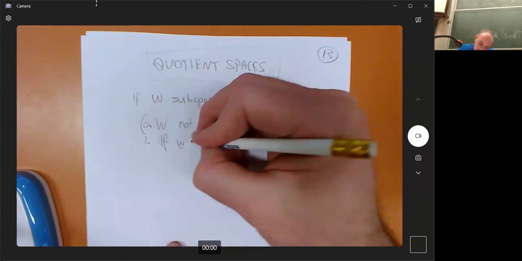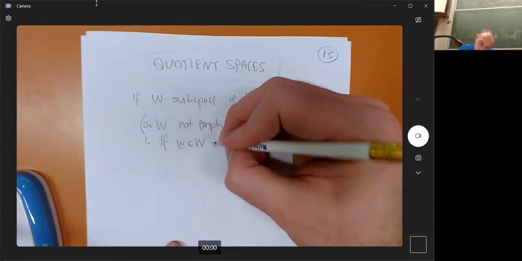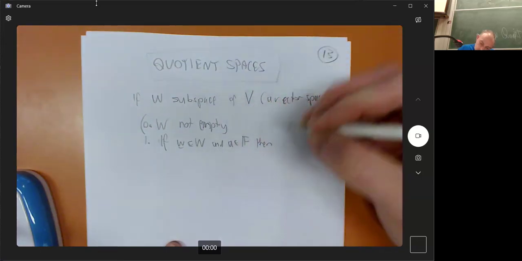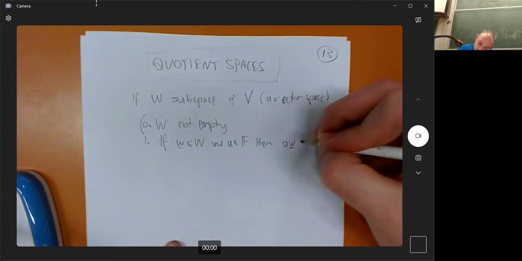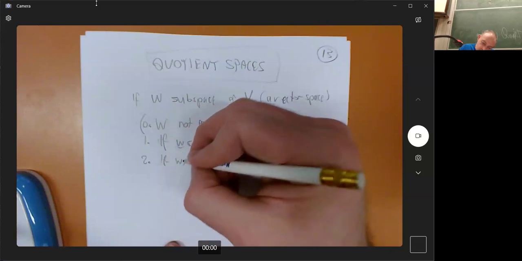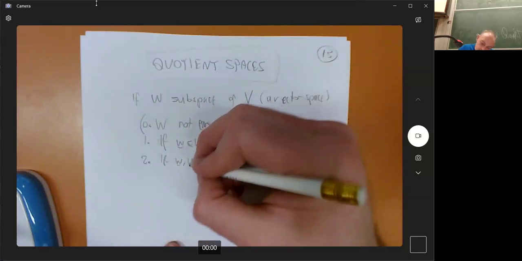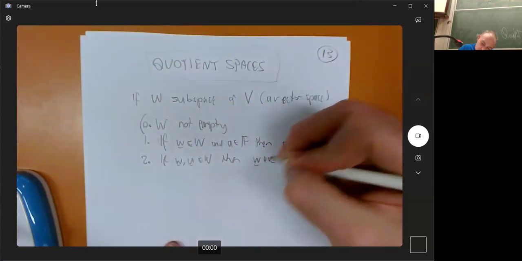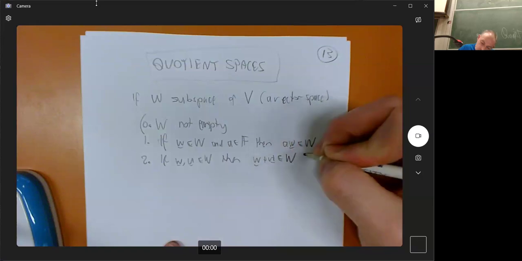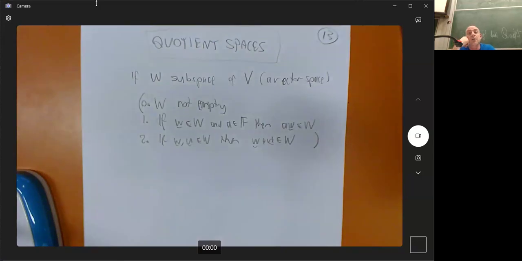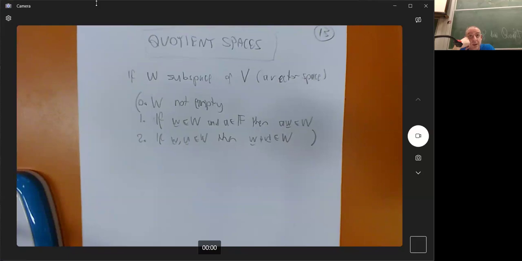If W is in big W and A is in the field, then AW is in big W. And rule number two is if W and U are in big W, then W plus U is in W. That's the definition of being a subspace, which is only slightly different from the definition of being a subspace that you saw in Maths 1b.